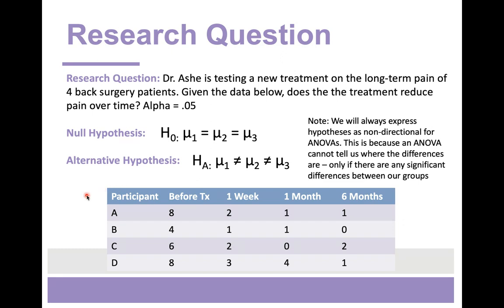So we have an example here of a longitudinal experiment where we are following people across 6 months after their treatment, and we're repeatedly testing them and getting data on their back pain.